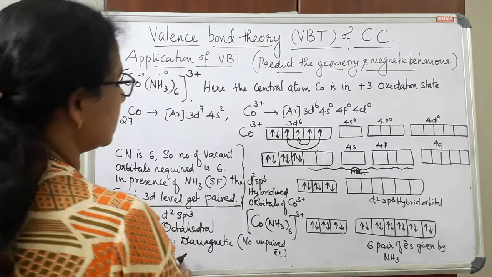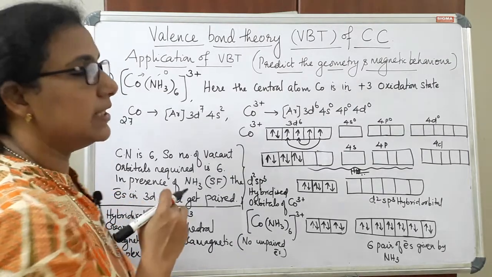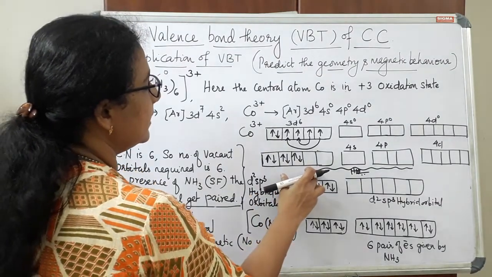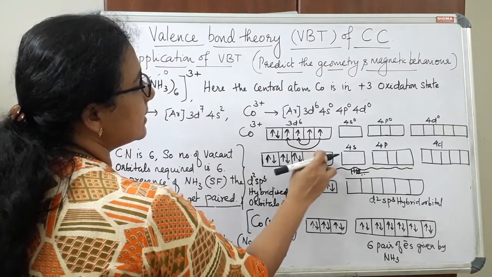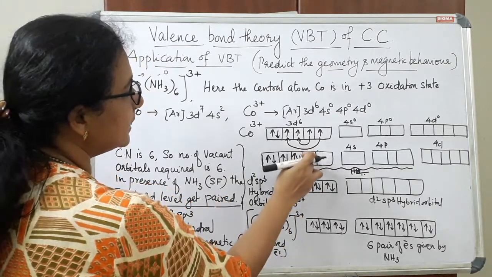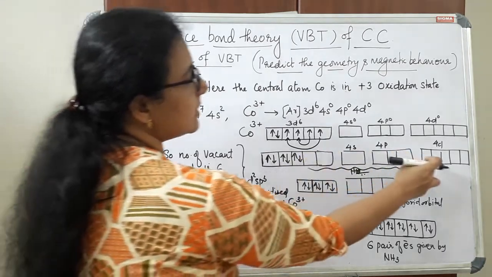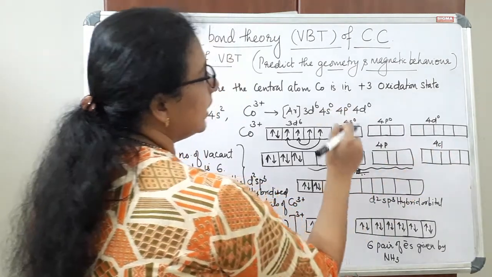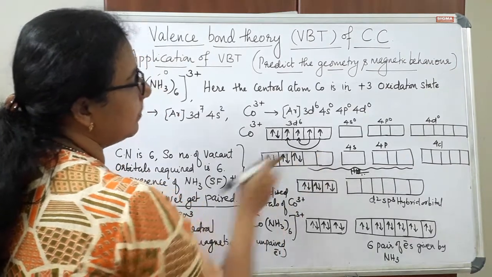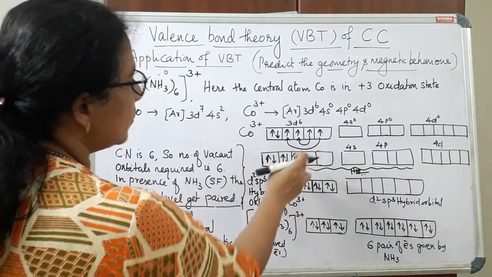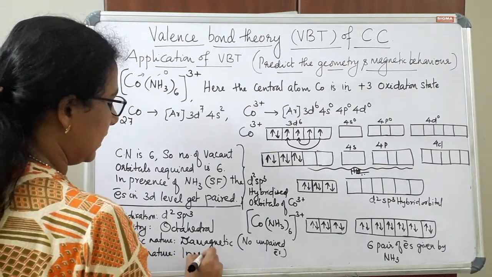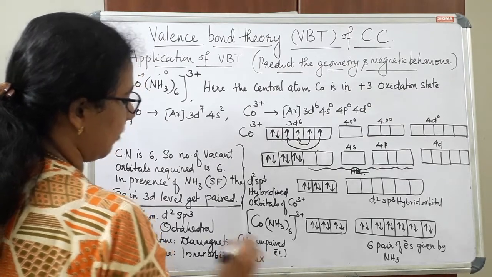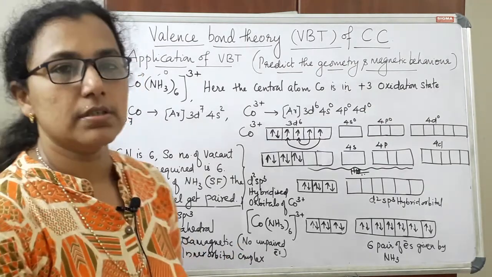Then comes the complex nature. Complex nature means whether it is an outer orbital complex or an inner orbital complex. Here we can see the inner d orbital is taking part in hybridization. That means the 3d level, the inner d. So this is the outer d. In some other cases, the outer d is taking part in the hybridization. So in this case, the inner d orbital is taking part in hybridization, so we can say that this is an inner orbital complex. That is the nature of that complex.